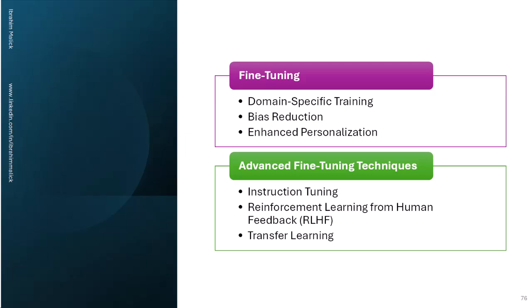So transfer learning lets models apply knowledge from one task to another. This works in several stages: pre-training on a large general data set, fine-tuning on a specific task, and adapting learned features to new but related problems. For example, a model trained on English might transfer some language understanding capabilities when learning French. So each of these techniques plays a crucial role in developing more capable and responsible AI systems.